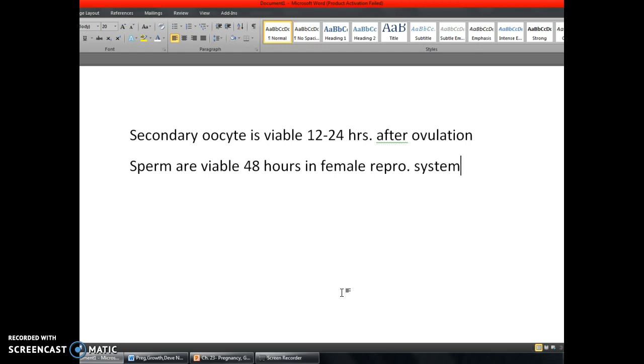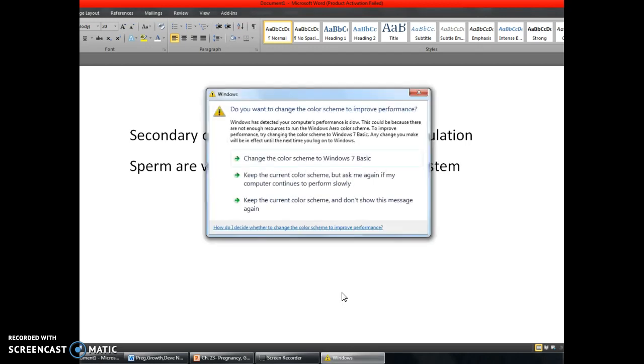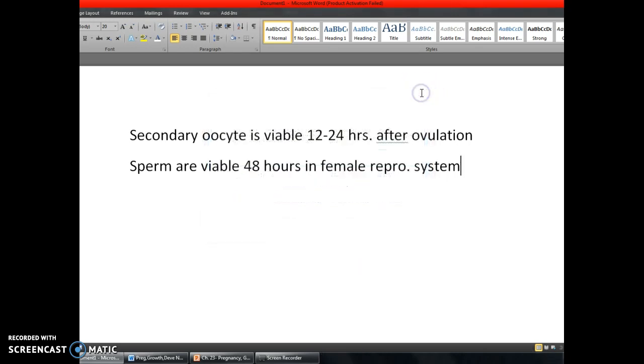The reason I'm going through all this is because the sperm cells can be viable in the female reproductive system for 2 days before they die. So if you have intercourse, let's say a day and a half before ovulation, when that secondary oocyte leaves the ovary, the sperm could still be viable in the female reproductive system, even though you haven't had sex for a day. When that egg is ovulated, those sperm are still in the female reproductive system.